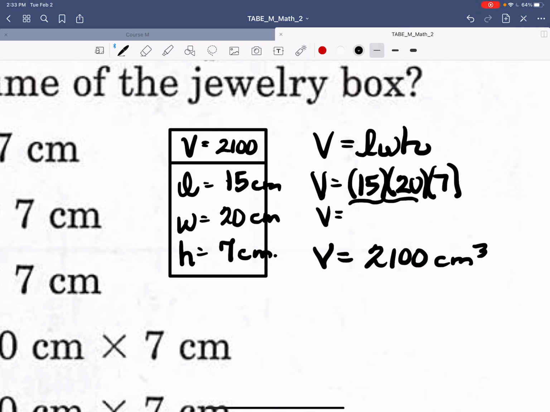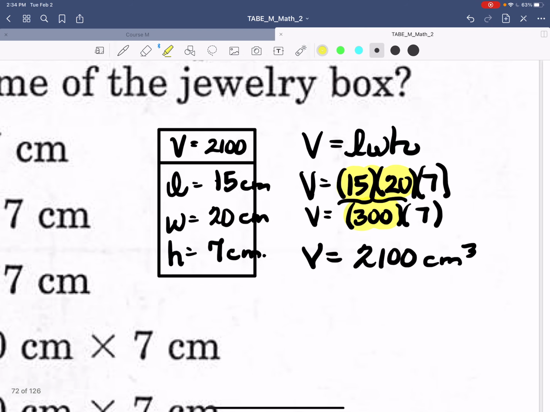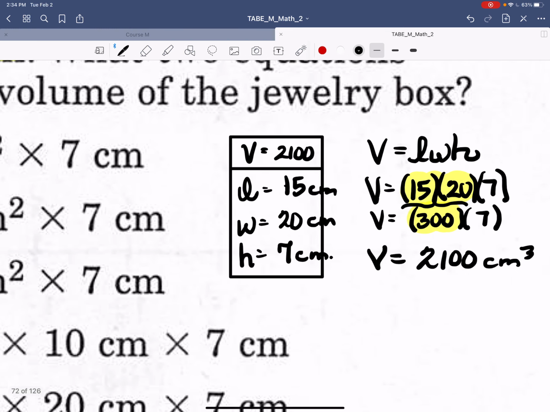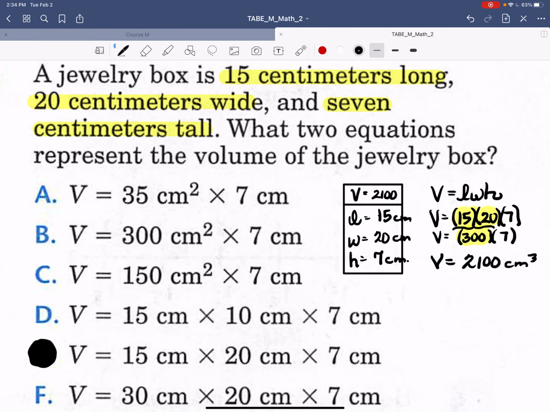What is 15 times 20 on your calculator? That is 300 times 7. So sometimes they will take it step by step. They'll break it down one step at a time. Then 300 times 7 would be 2100. But this answer is actually one that you're looking for. It's going to be B.